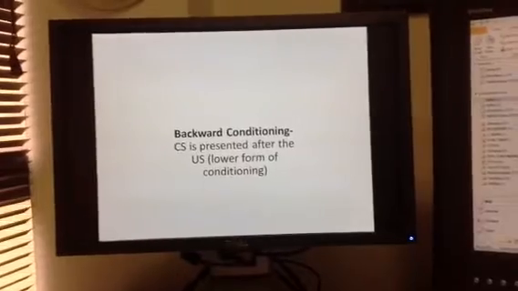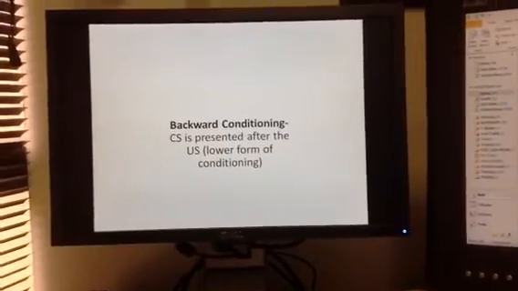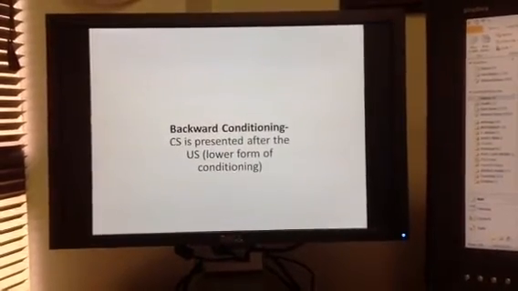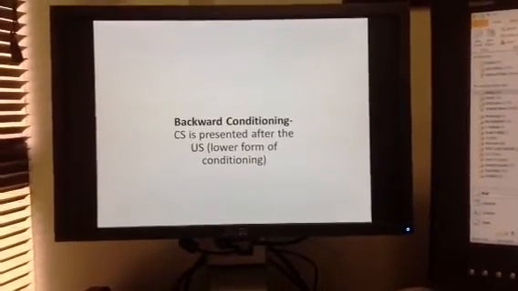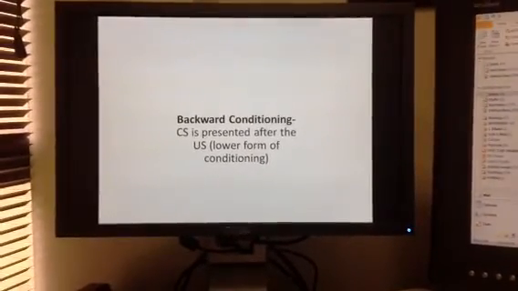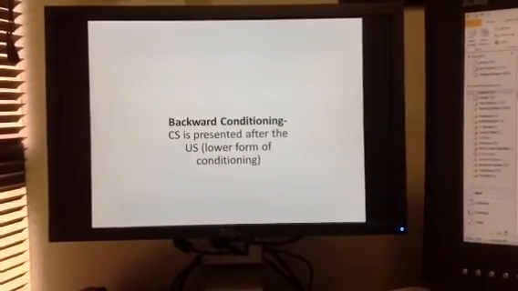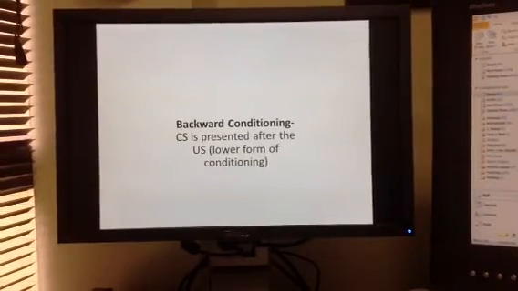The last one we also consider to be the lowest form and weakest type of conditioning. This is where the conditioned stimulus gets presented after the unconditioned stimulus. In Pavlov's example, the CS, the bell, we would present it after the food.